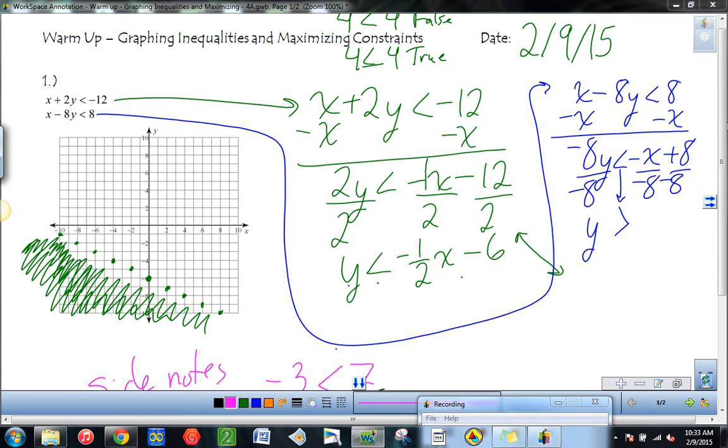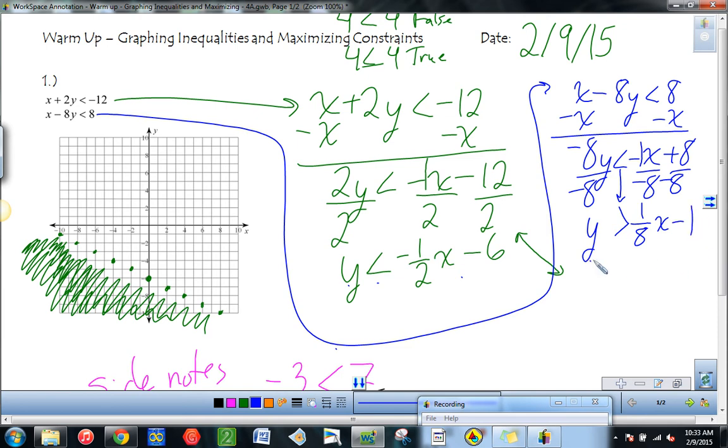Alright, so back to this guy. When I divide by my negative 8, what is my lovely little fraction? Negative 1/8. So close. 1/8. Why is it positive 1/8? If you divide a negative by a negative, it's going to be positive.